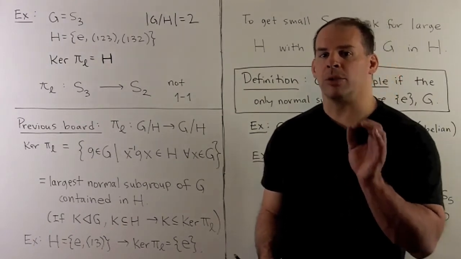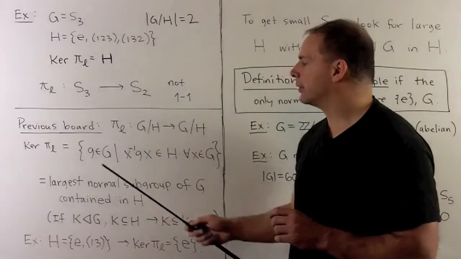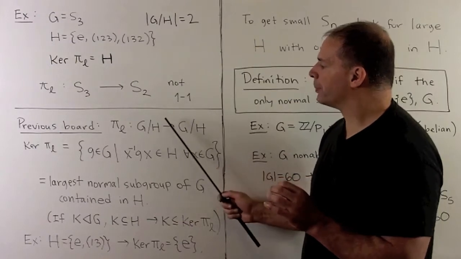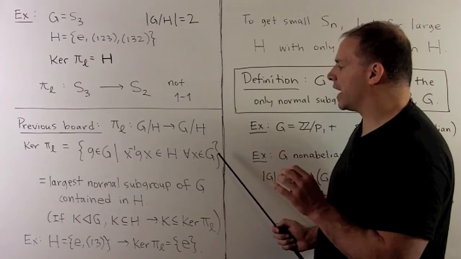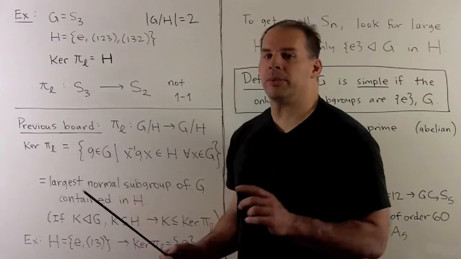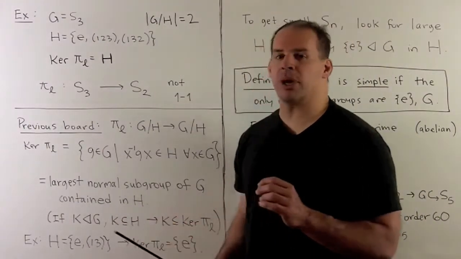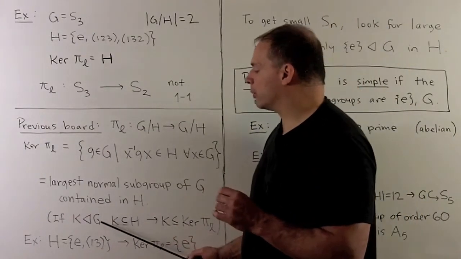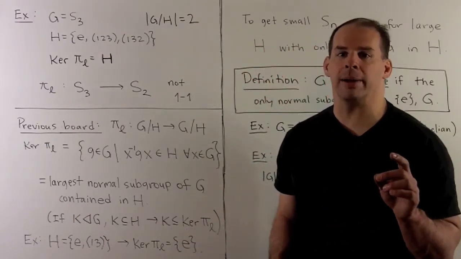Now, going back to the previous board, we can make a precise statement about the kernel of pi. Now, this is going to depend on the subgroup H that we choose. For the previous board, we have this statement from manipulating cosets. If we translate what this says, the kernel of pi, it's a normal subgroup because it's a kernel. It's going to be the largest normal subgroup of G contained in H. So, if K is a normal subgroup of G, K is contained in H, then K is contained in the kernel of pi.